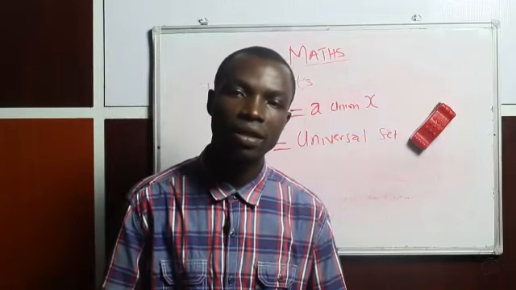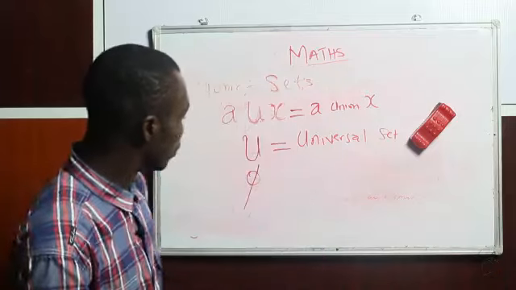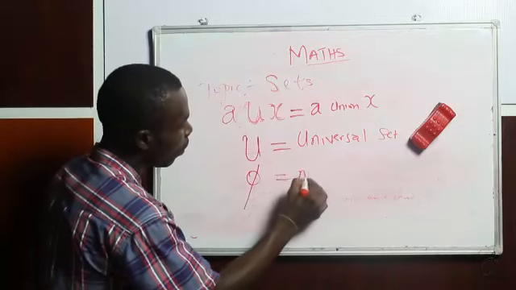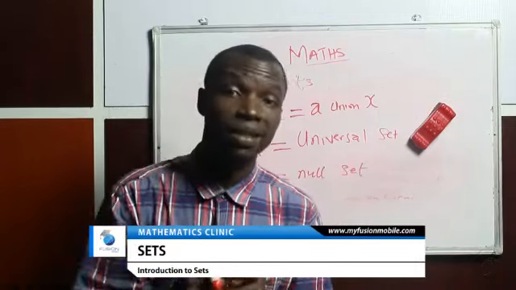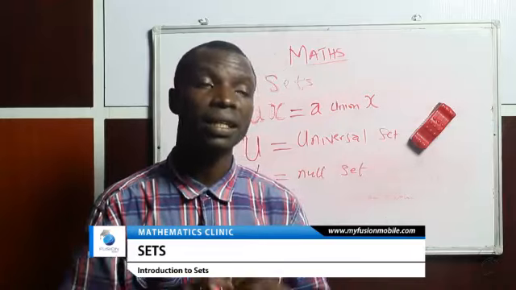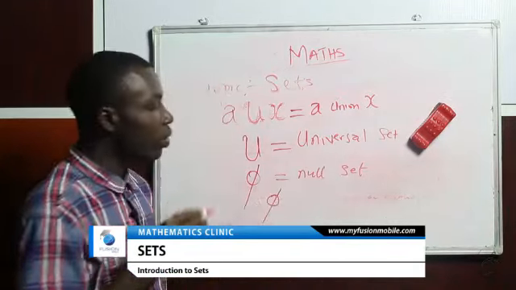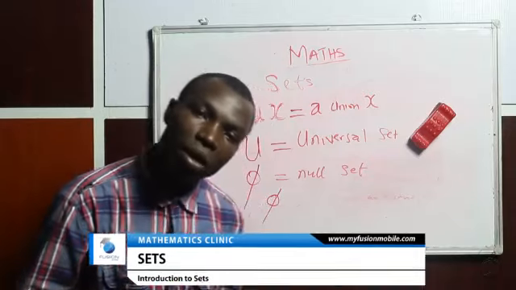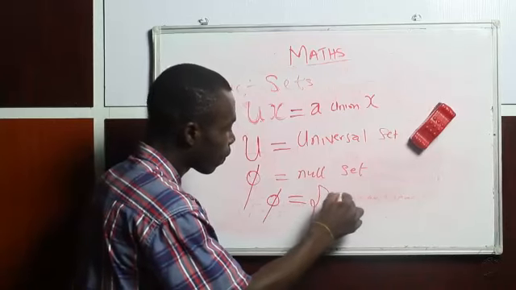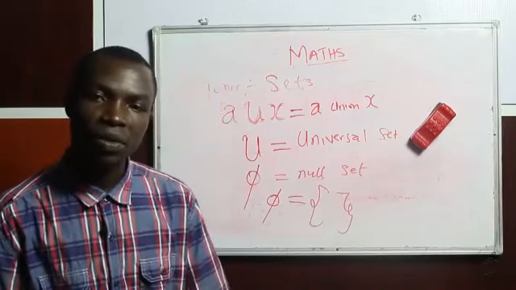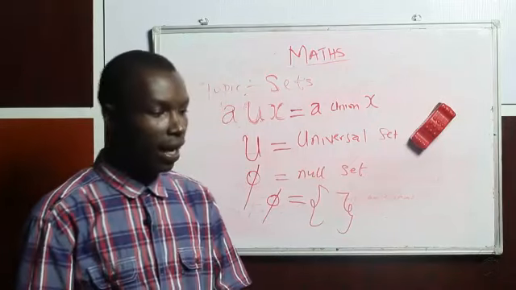It means null set. It means an empty set. Also, this null set can be represented with this symbol as an empty set. Null set and empty set are the same.